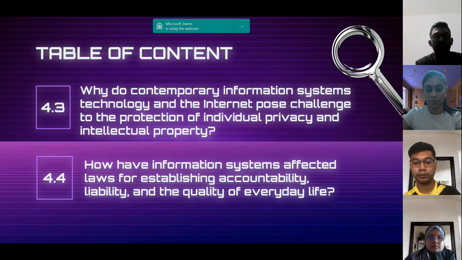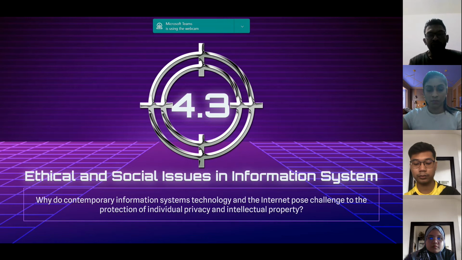It begins with the table of contents, which is why do contemporary information systems, technology, and the internet pose challenges to the protection of individual privacy and intellectual property? And 4.4, how have information systems affected laws for establishing accountability, liability, and the quality of everyday life? Okay, first we will be discussing the ethical and social issues in information systems.